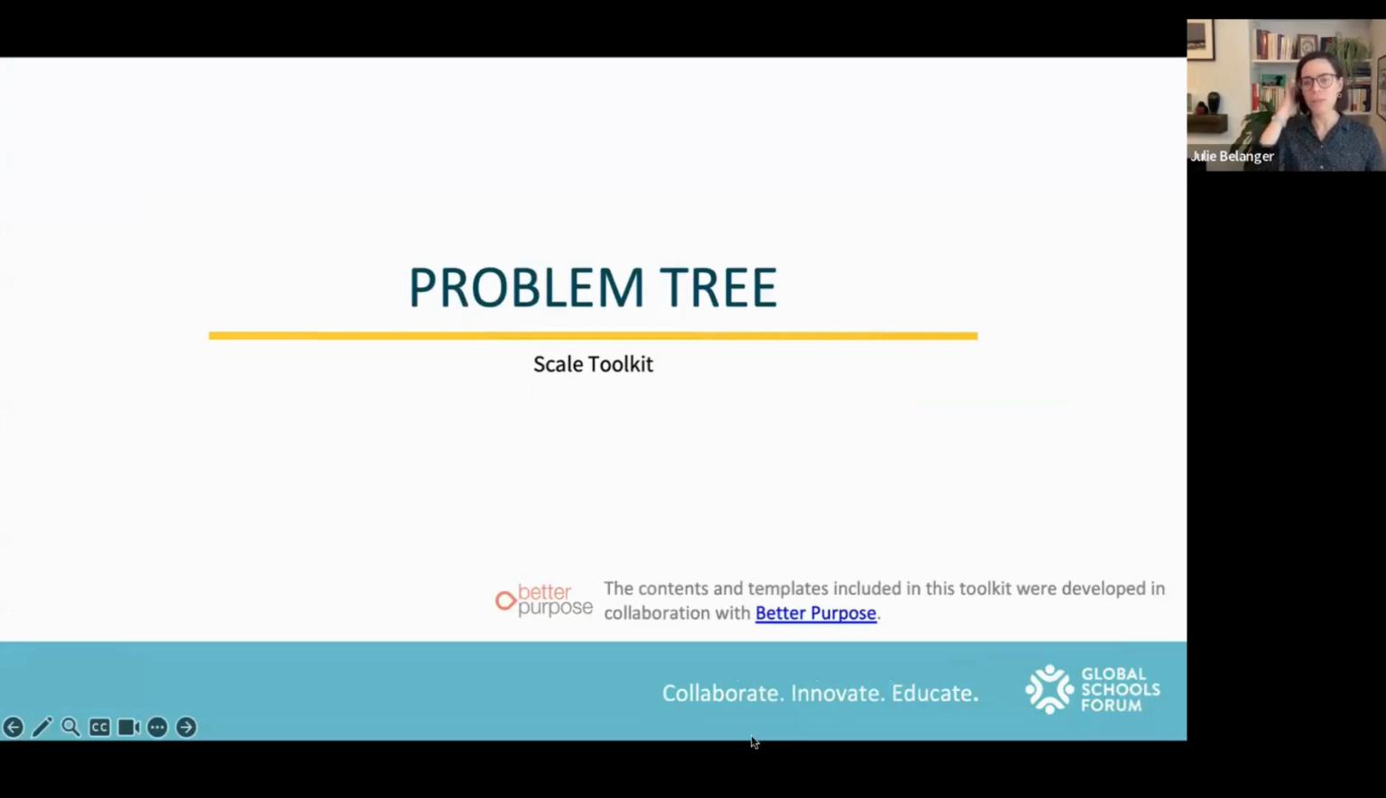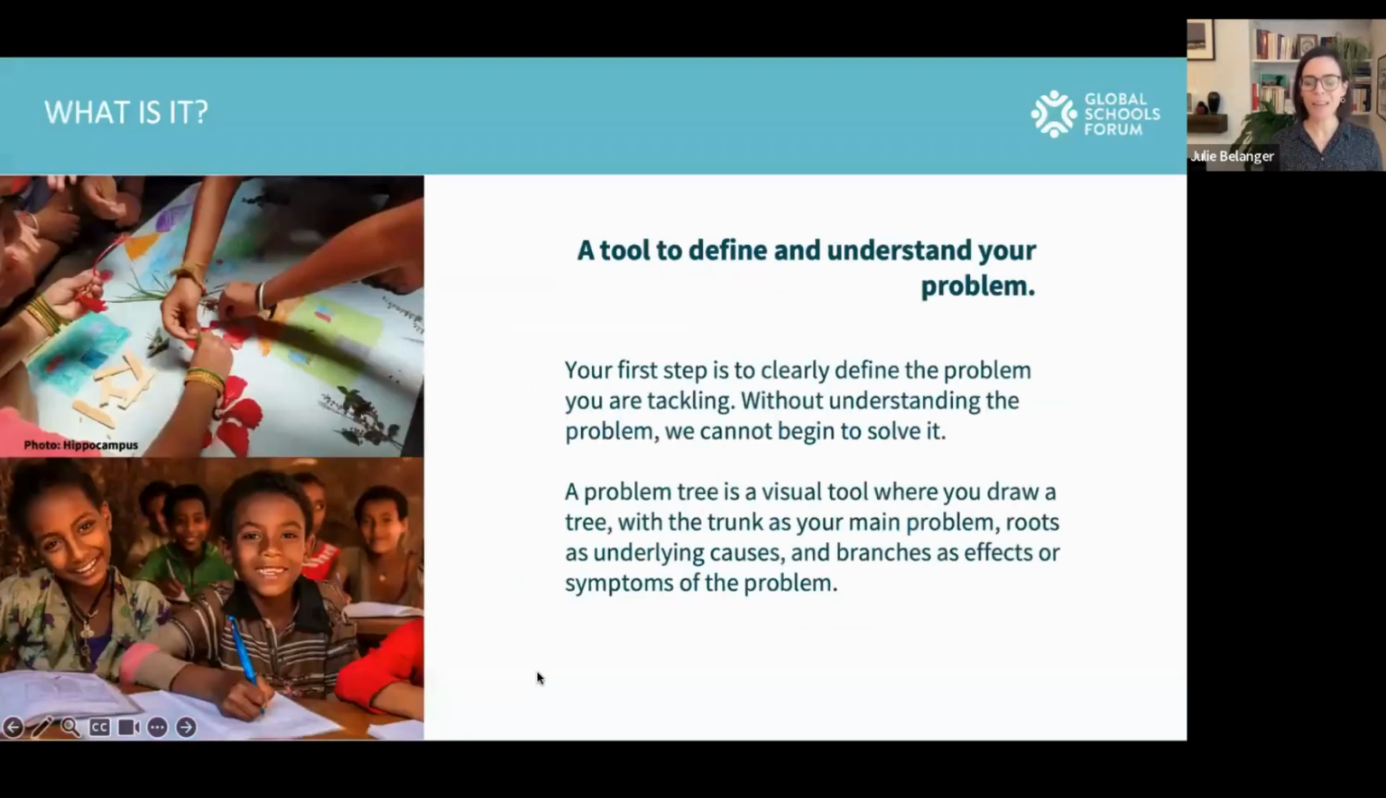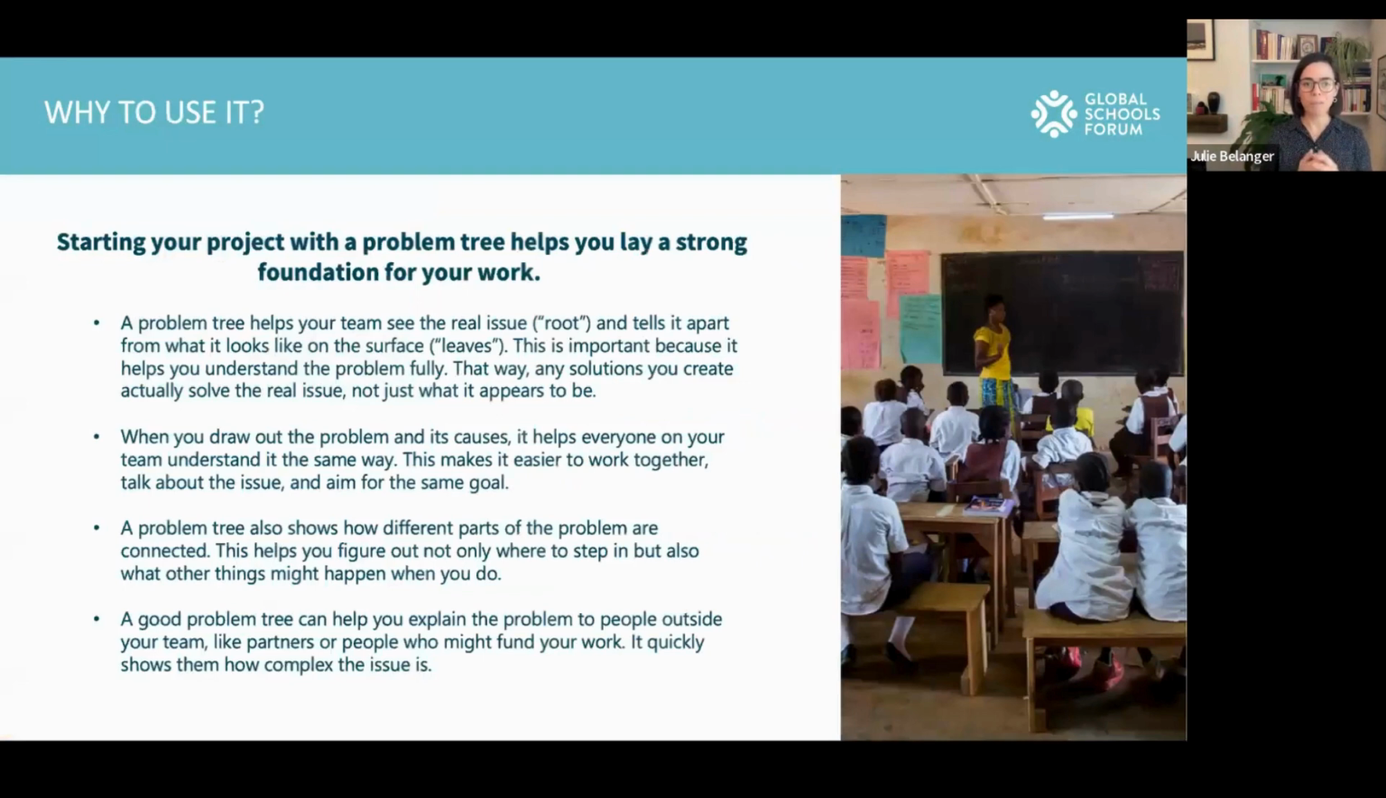So let me share my screen. So this is the problem tree toolkit. So what is it? It's a tool to define and understand your problem, essentially, which is a really important first step. Before developing your innovation, you have to be really clear what it is you're trying to solve. Now, with this tool, we will use the metaphor of a tree. And a tree has a trunk, and it has roots, and it has branches and leaves. And so keep that in mind as we go through this process and the different steps.